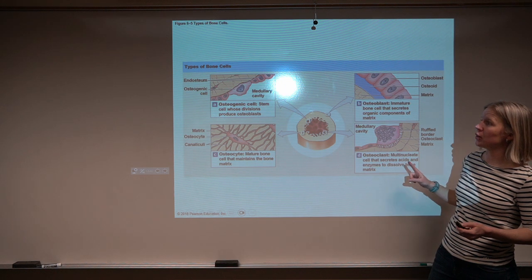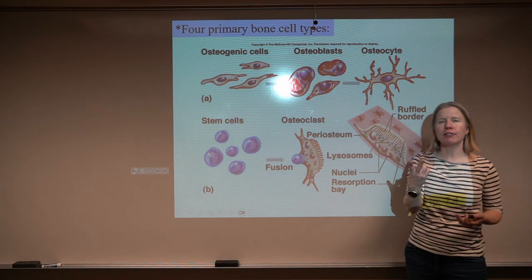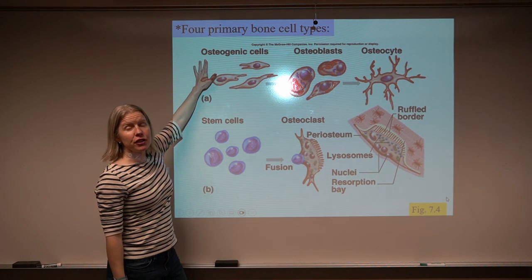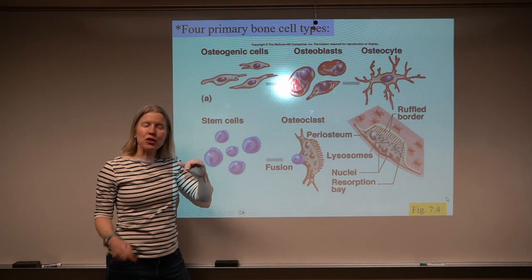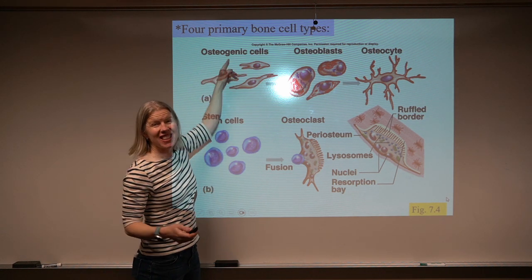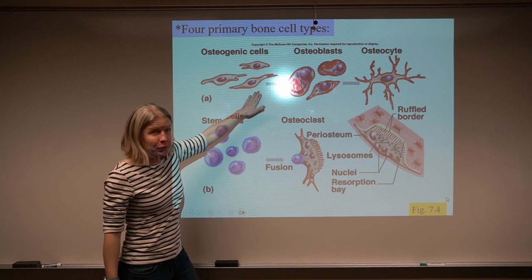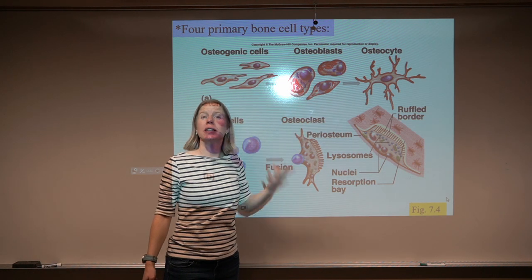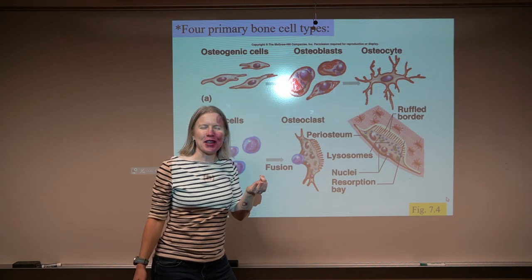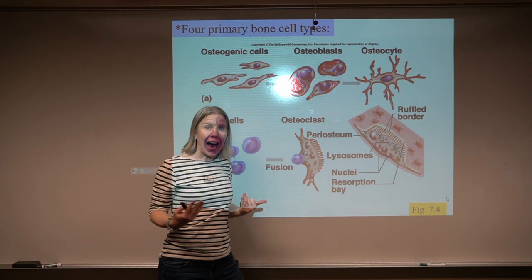Now here's the picture out of your book. I like this one just a little better because it tries to connect and show you that we really have two kind of different lineages of cells here. Okay, so these osteogenic cells, these are the stem cells, right? These are ones I was talking about in that periosteum. You would find, right, genesis, origin of bone cells, stem cells. These stem cells are going to be able to convert in different times of their life into what we call osteoblasts.